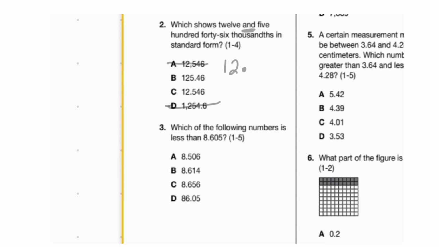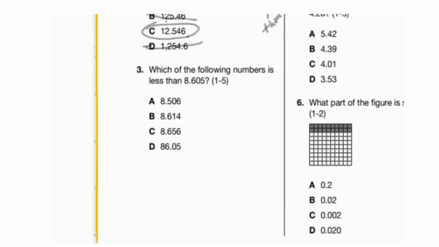And then we have 546 thousandths. So that would be in the thousandths place. Just making sure the last one is in the thousandths with a TH. And so we would look over here. So this is 12 and 546. This one's 125, so that doesn't work. So C. On to number 3.